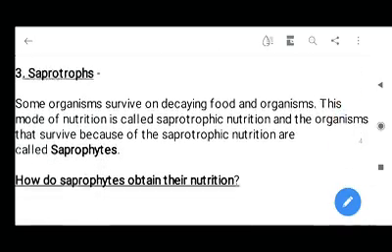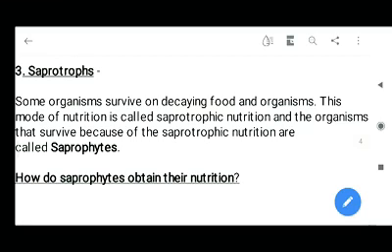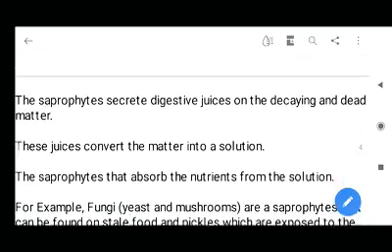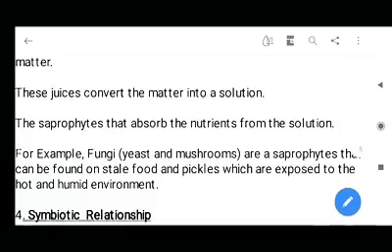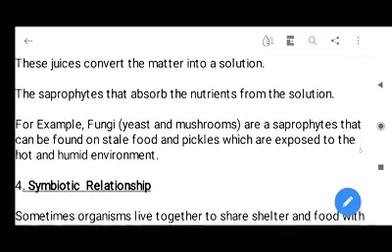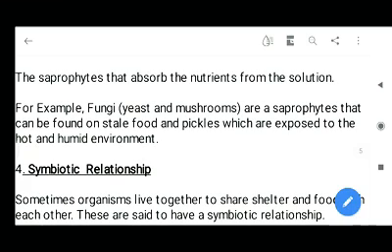Third is the saprotrophs. Some organisms survive on decaying food and organisms. This mode of nutrition is called saprotrophic nutrition, and the organisms that survive because of saprotrophic nutrition are called saprophytes. How do saprophytes obtain their nutrition? The saprophyte secretes digestive juices on the decaying and dead matter. These juices convert the matter into a solution. The saprophytes then absorb the nutrients from the solution. For example, fungi such as yeast and mushrooms are saprophytes that can be found on stale food and pickles which are exposed to a hot and humid environment.